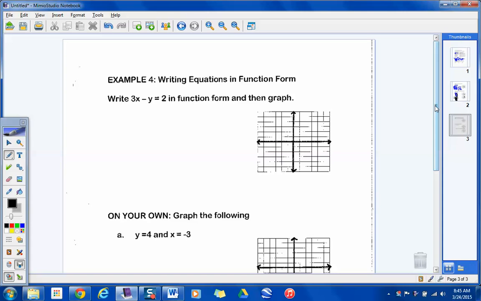Okay, I'm going to kind of make a chart right here. When we write stuff in function form and then graph this stuff, here's how it works. Function form means we want y is equal to something.